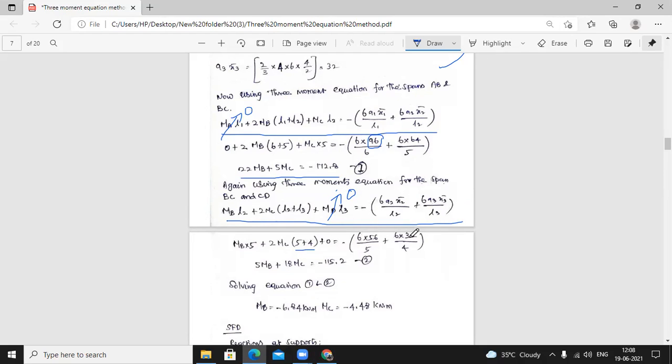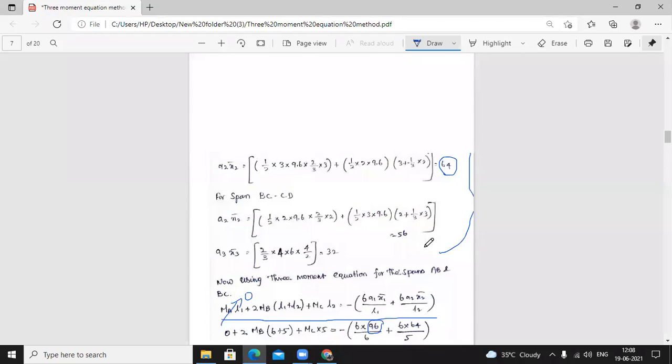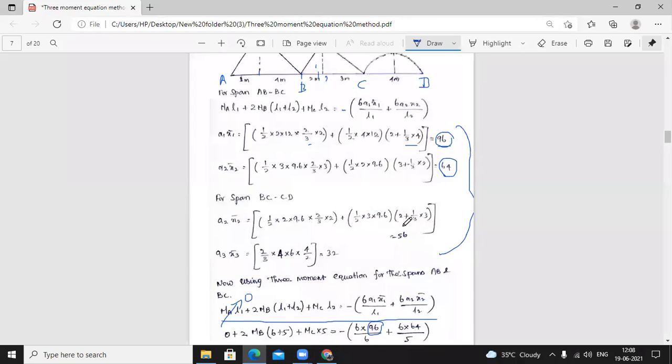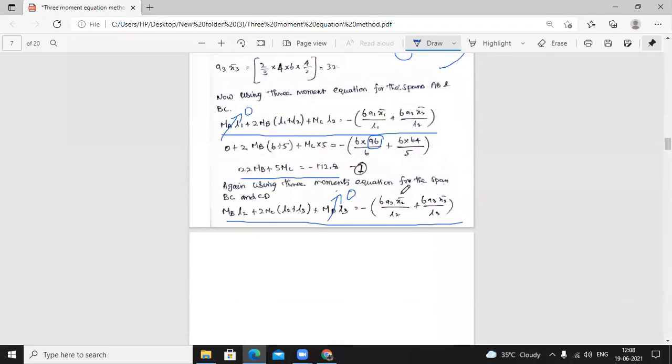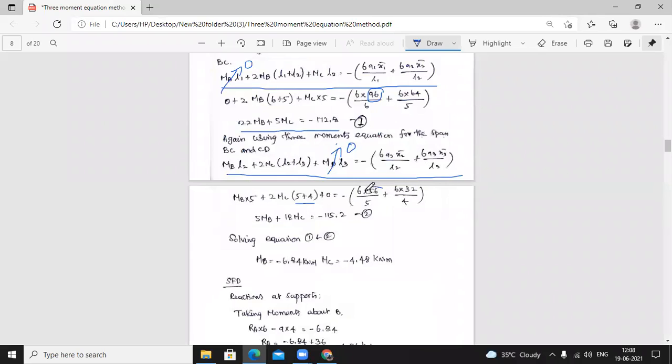So 6 into what is A2 X2 bar? You can see for span BC and CD, don't put this 64. If you put 64 it is wrong. For span BC CD, again we found one A2 X2 bar, that is 56. That 56 only we have to substitute here. So don't put that 64. Here we calculated 64 for the AB BC span, and this A2 X2 bar is for the BC CD span.